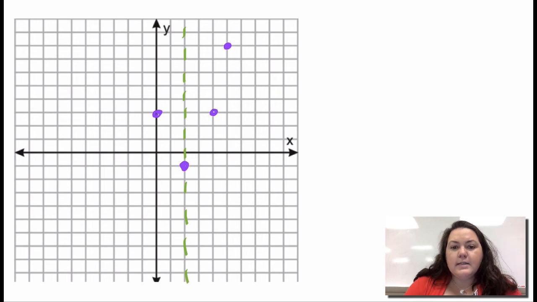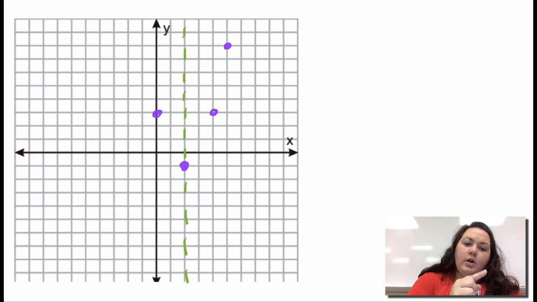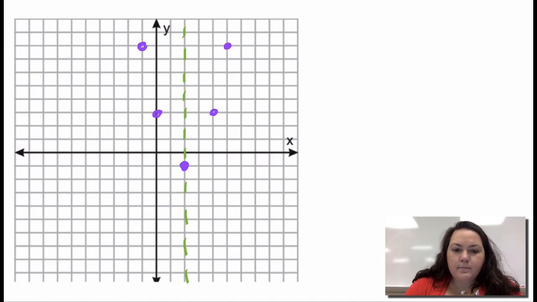Since I have that (5, 8), I know if I go 3 across on the other side of the axis of symmetry, I can get a matching point, and then I can draw my curve. Make sure you're drawing it as a curve. You don't want it to be a V, you want it to be a U shape.